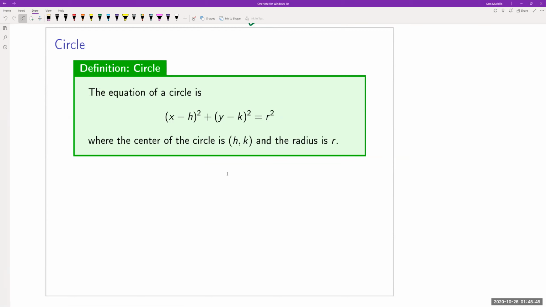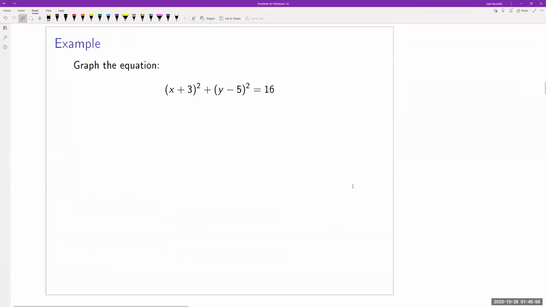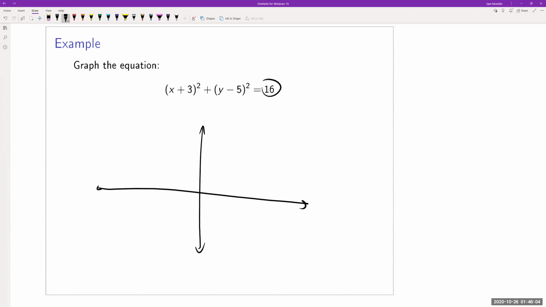We can use this idea to create the equation of a circle given information, or vice versa, to graph an equation if we know it's a circle. Let's go through a couple examples. We'll start with this one, x plus 3 squared plus y minus 5 squared is equal to 16. The only real work we have to do here is notice that 16 is equal to 4 squared. So our radius will be 4, and our center hk will be negative 3, 5.